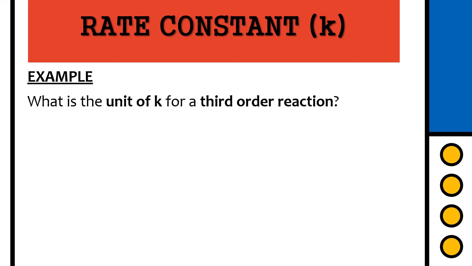So now, for example, what is the unit of K for a third order reaction? Let's highlight what we want to find. We want to find the unit of K for a third order reaction. So we're going to start with writing down the rate law. What is the rate law here? Since none of the reactants are given, we just assume we have one reactant and we're going to write it as A. Your rate law must start with rate.